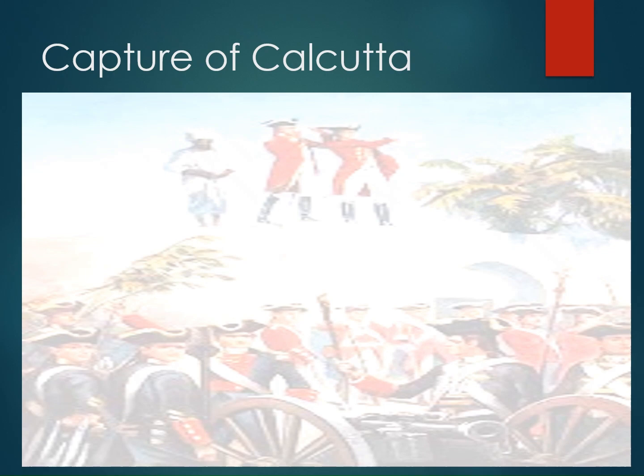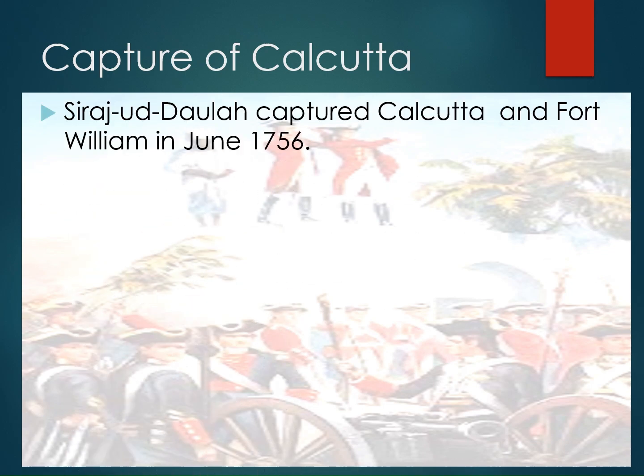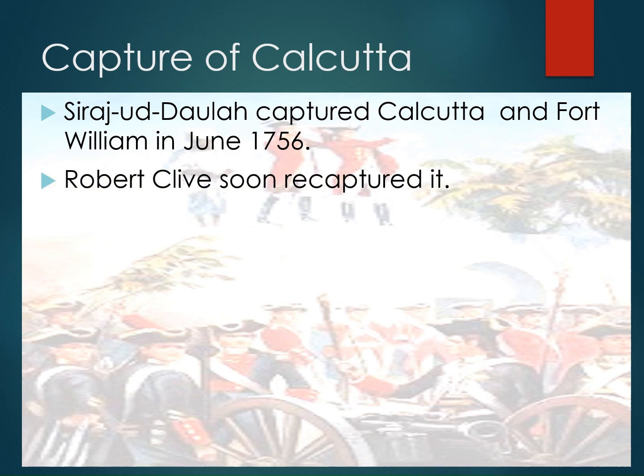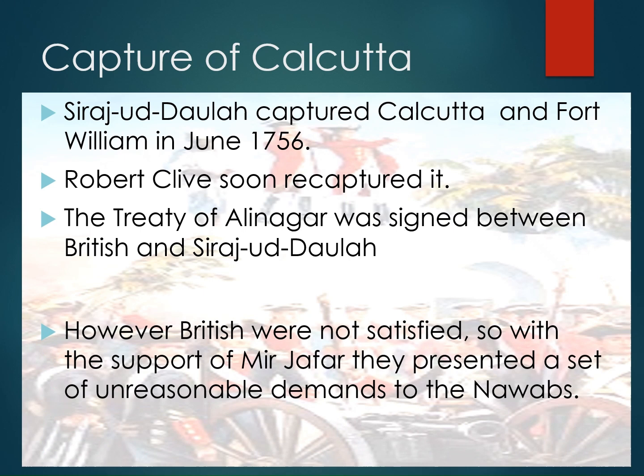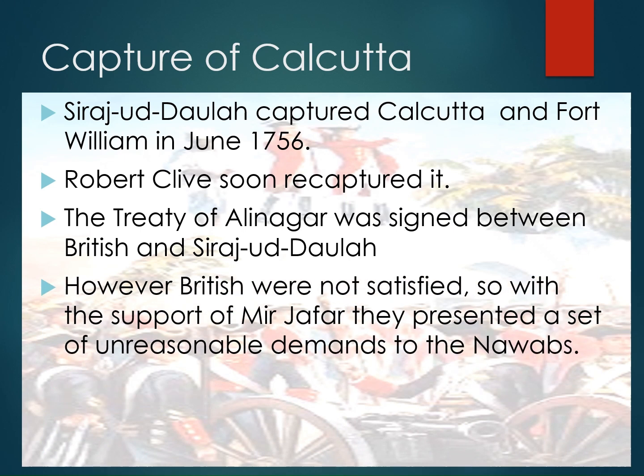Capture of Calcutta. Siraj-ud-Dowla captured Calcutta and Fort William in June 1756, but Robert Clive soon recaptured it. The Treaty of Alinagar was signed between the British and Siraj-ud-Dowla. However, the British were not satisfied, so with the support of Mir Zafar, they presented a set of unreasonable demands to the Nawab. This made the battle inevitable.